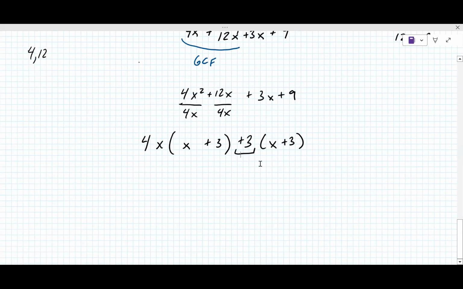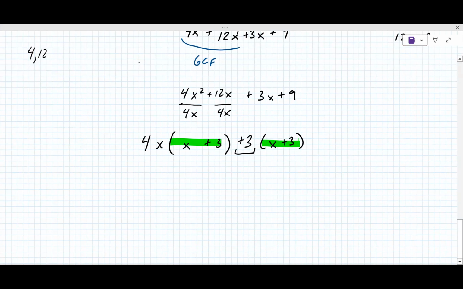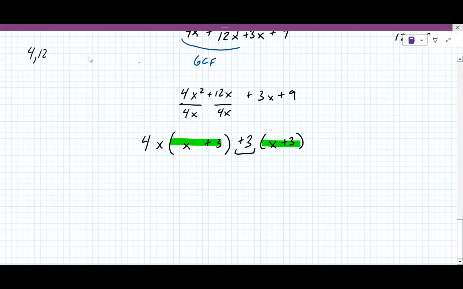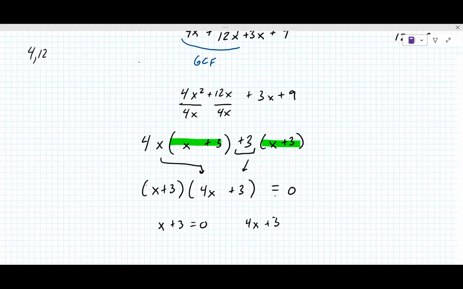Now notice that there is an x plus 3 in both of these. So what that means is you can actually factor out an x plus 3 from both. It's a GCF again. And then you bring down the other stuff, the 4x, and then the plus 3. Now we can set it equal to 0. The whole point of this factoring was to get it into two binomials that you can set equal to 0. You can set x plus 3 equal to 0 and 4x plus 3 equal to 0.